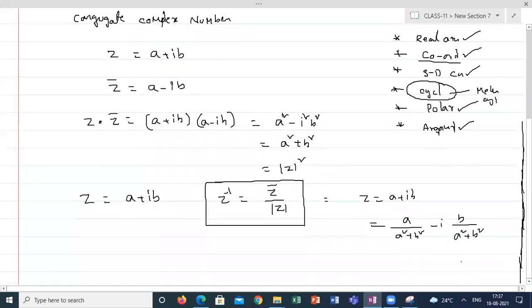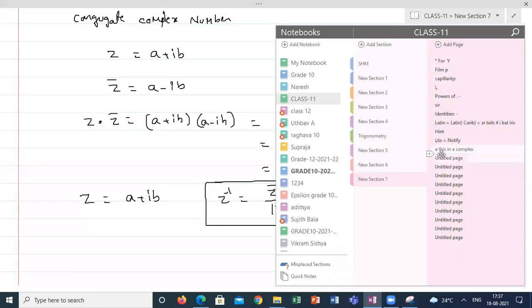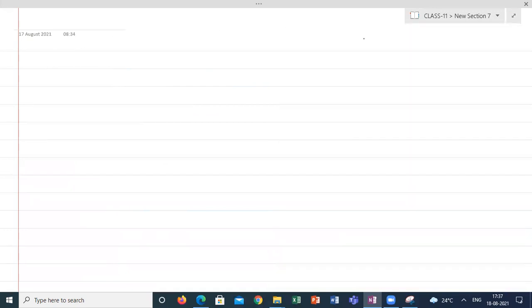If I take the LCM, the denominators are the same: a minus ib divided by a square plus b square. This is nothing but z bar by mod z square. So it can be easily derived. You can derive the inverse of a complex number easily with the help of its conjugate. And this is not the only application of the conjugate. Conjugate will be useful to understand quadratic equations and their solutions.